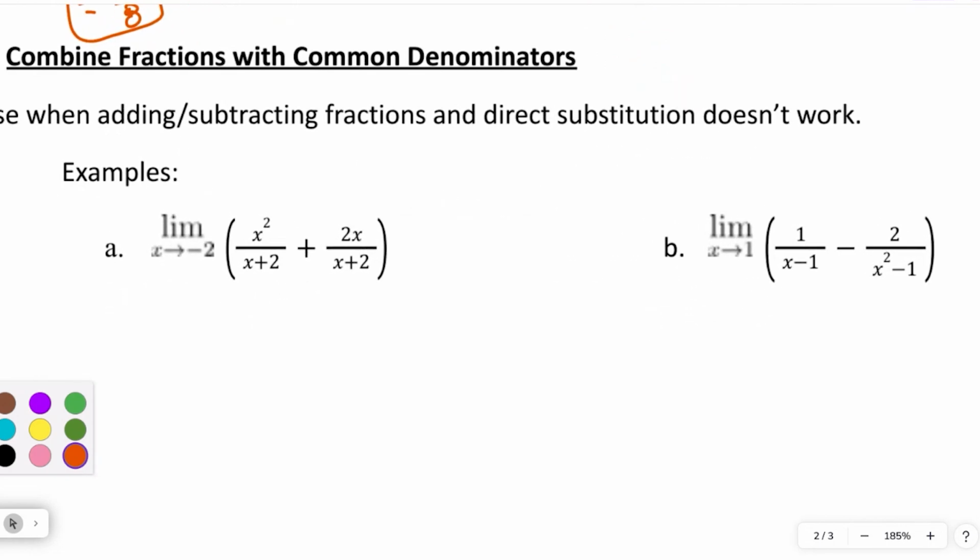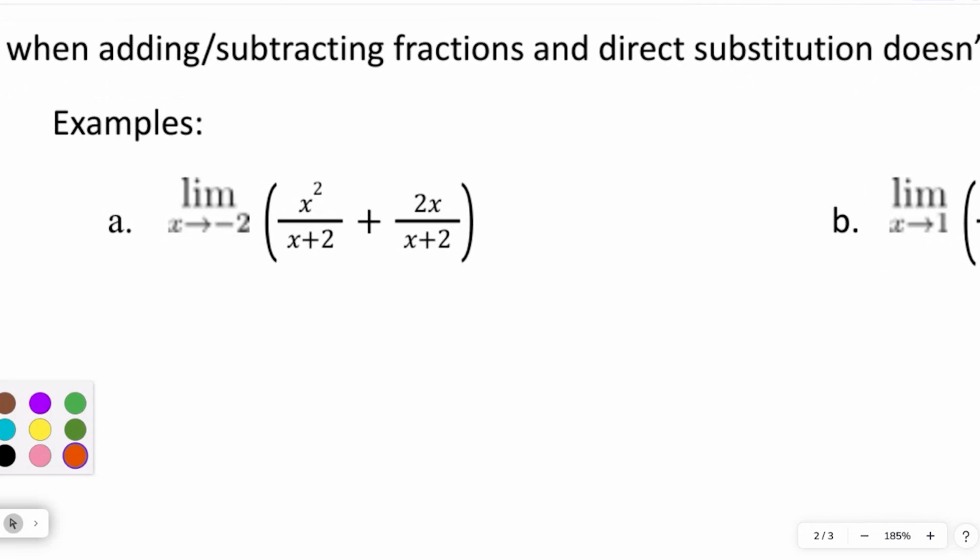So if you have a bunch of fractions in your limit and you can't use direct substitution because it's causing a divide by 0 error, we're going to go ahead and try to combine these fractions. Try to simplify this so that instead of having multiple fractions inside the expression, we just have a single fraction. So that's our goal here with these fraction problems.